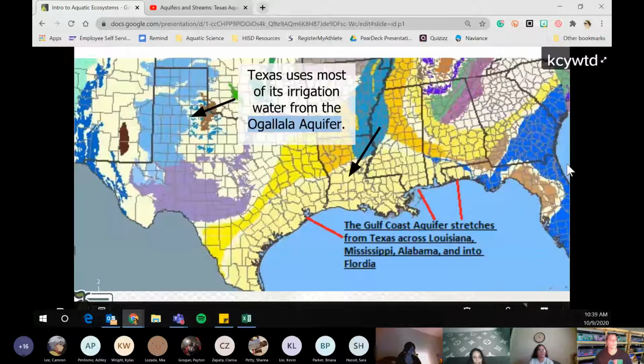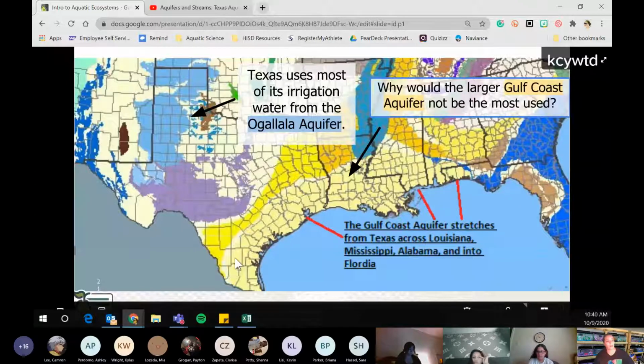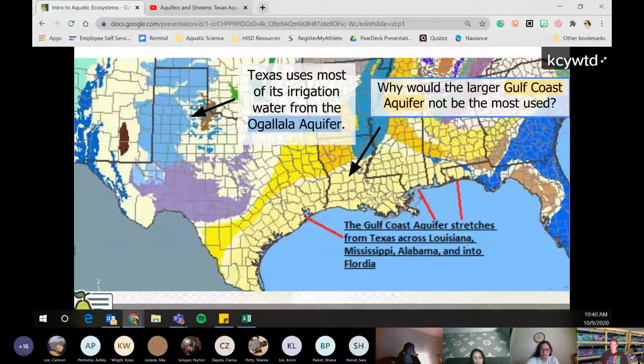All right, so another question for you. Texas uses most of its irrigation water from the Ogallala Aquifer, but why don't they use the Gulf Coast Aquifer? Now instead of looking at where the aquifer is in the state, we're incorporating the entire aquifer. The Gulf Coast Aquifer goes from Brownsville all the way over to Florida. So why wouldn't they use the Gulf Coast Aquifer instead of the Ogallala Aquifer? There's several answers. There's one best answer.